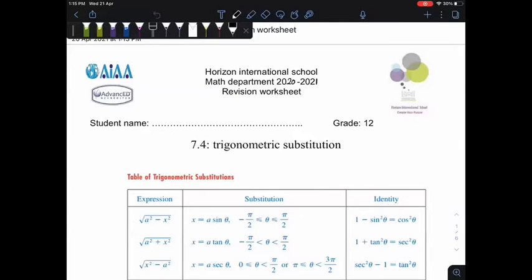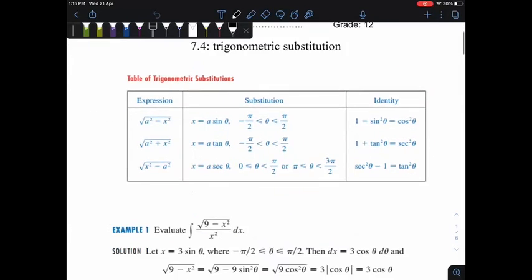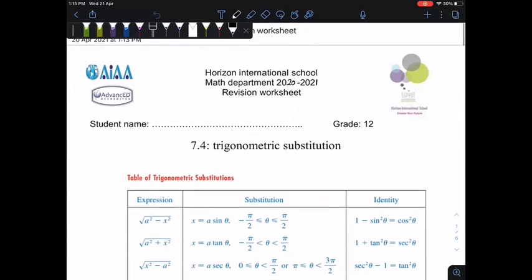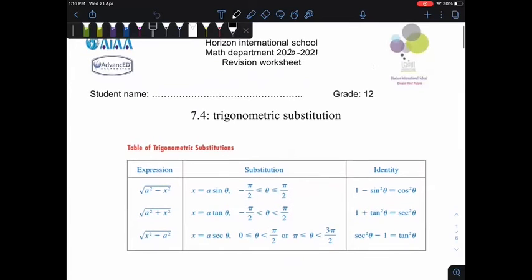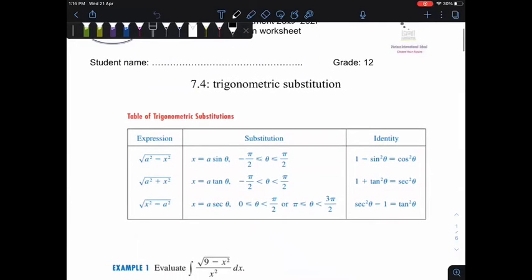Let's move on to trigonometric substitutions, and you know this interesting lesson is based on this table, so we have to study this table well, guys, and also you can use it in the final exam. Root a squared minus x squared: if you have this expression in the integrand, you have to use x equals a sine theta. And if you have root a squared plus x squared, you have to use x equals a tan theta. And if you have root x squared minus a squared, you have to use x equals a sec theta.